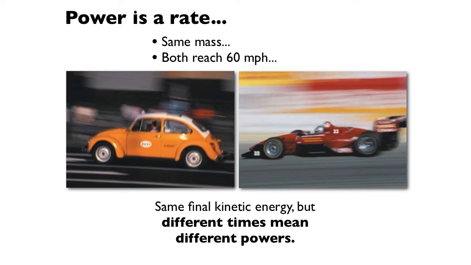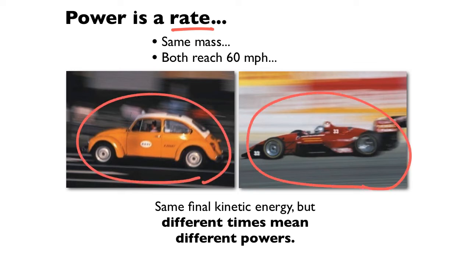Now power, as I say, it is a rate. So if I have this Volkswagen Beetle and I have this Formula One racer and they're both getting up to 60 miles per hour, they both have the same kinetic energy when they get there. But the Formula One racer is going to do it in a lot less time. And so that means that the power, which is equal to the change in energy, in this case the kinetic energy divided by the time, is going to be greater. So greater power, even though you have the final result, same amount of change in energy, but it happens in a shorter time.